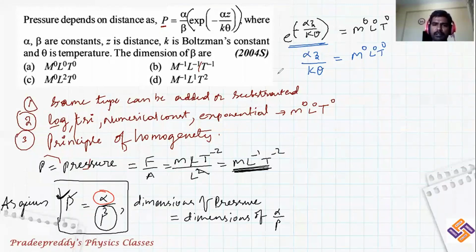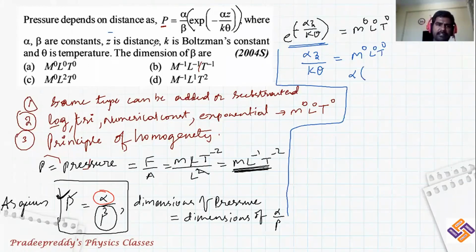Now coming to this, we have alpha z. Z is distance, so it has dimension L, divided by k, the Boltzmann constant, which will have some dimensions, and theta is the temperature. Temperature dimension is K, Kelvin, which I am denoting as K dash, is equal to M power 0, L power 0, T power 0. Let me take this as equation number 1.